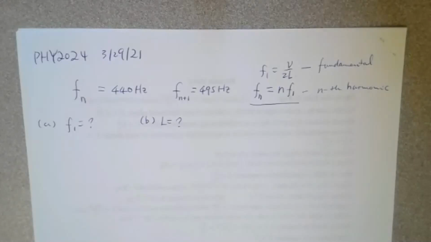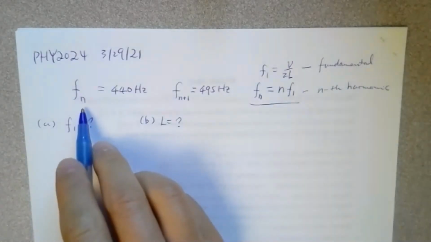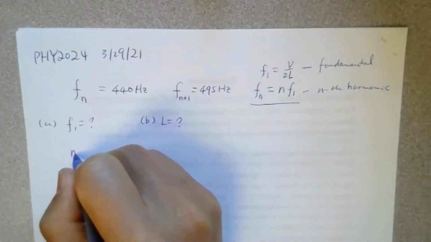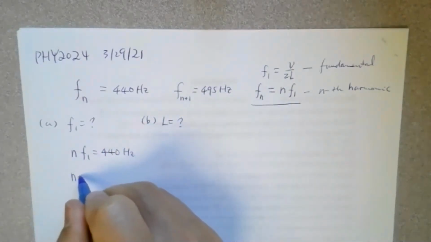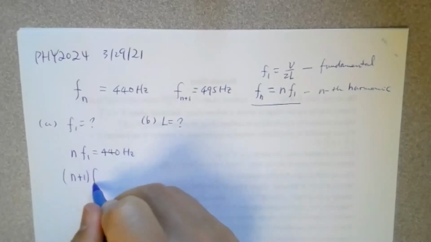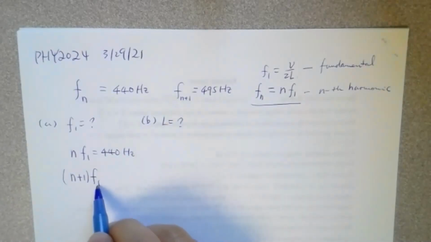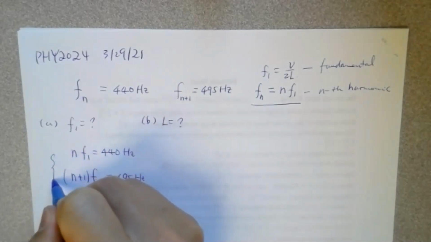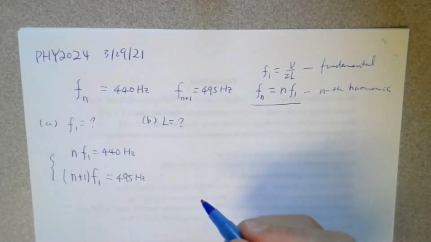All right, so let's take a look here. It says the nth harmonic is that, so we can apply this equation. We are going to call it the nth harmonic. That's an unknown, and f1 is also an unknown. So you can set it up as n times f1 is equal to 440 Hertz. And then n plus 1 times f1, because f sub n plus 1 should be equal to n plus 1 times the fundamental, equals 495 Hertz. So you have two equations and two unknowns here. You can solve for the two unknowns, right?